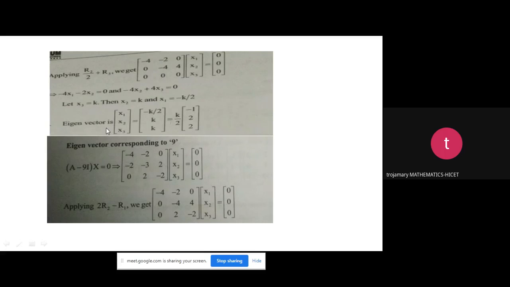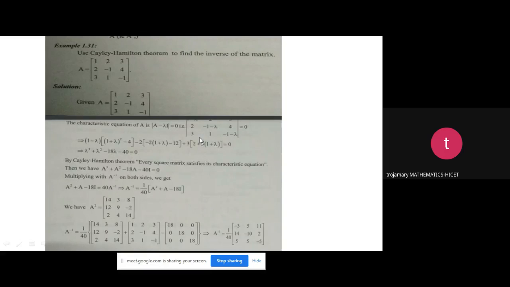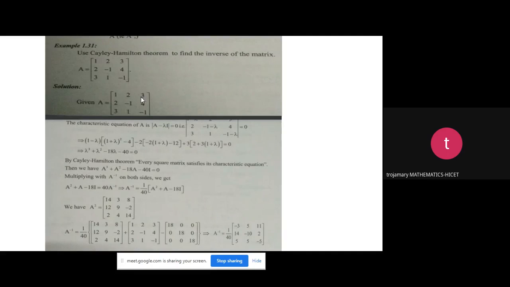Similarly, applying the same procedure, taking 9, we get the eigenvalues as minus 1, 2, 2. So for each and every eigenvalue, we can find the corresponding eigenvectors. Then use the Cayley-Hamilton theorem to find the inverse of the matrix. Given the matrix A equal to [1, 2, 3; 2, minus 1, 4; 3, 1, minus 1].